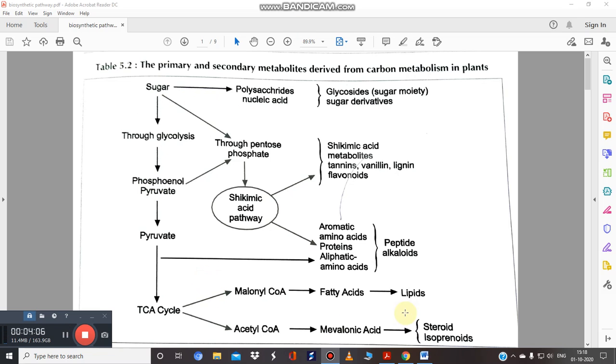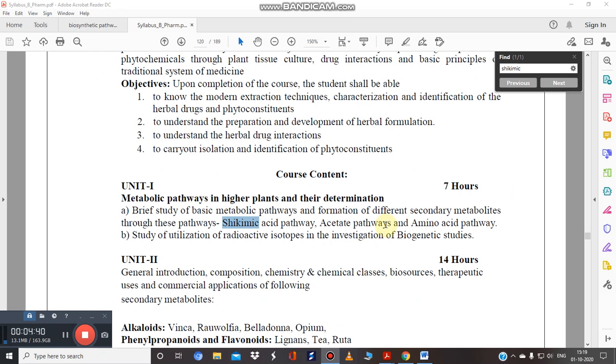So in this way, lipids, steroids and isoprenoid derivatives are biosynthesized in the plant. In which way? Yes, we can say that lipids are produced by this pathway, in which malonyl coenzyme A is used. Steroids and isoprenoids are produced by the mevalonic acid pathway, because in our syllabus, I hope you remember, the acetate pathway and the shikimic acid pathway are there. The acetate pathway is sometimes known as the mevalonic acid pathway.